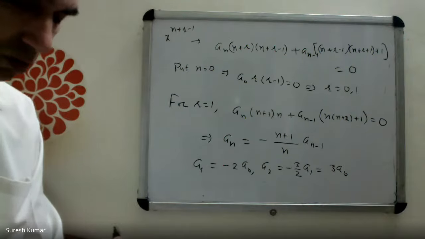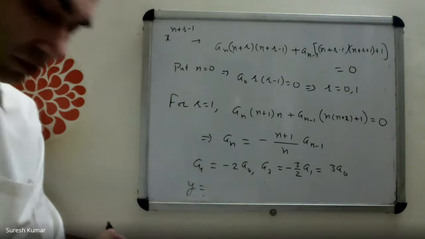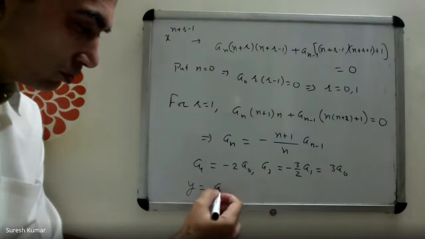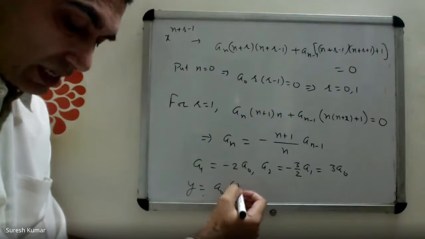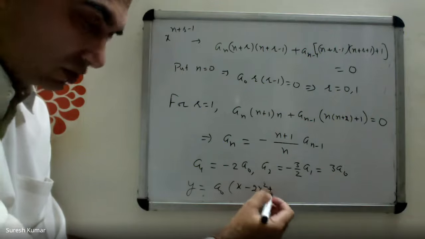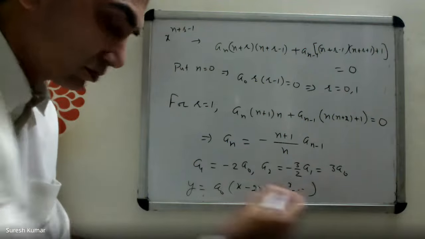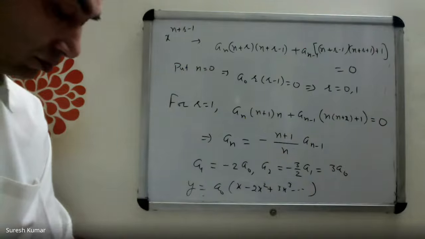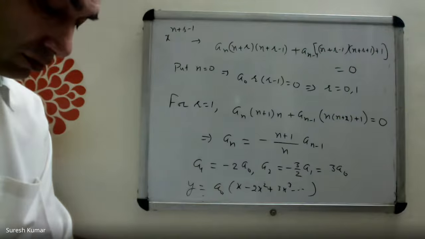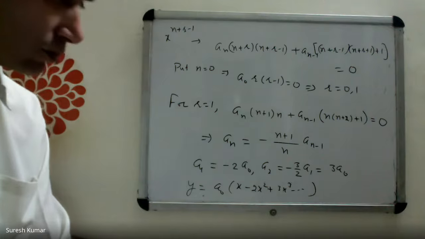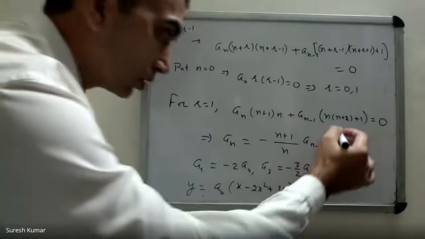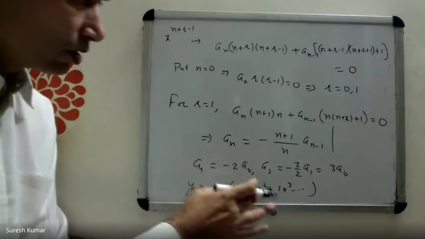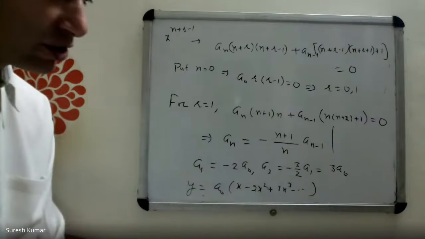So what is the solution corresponding to r equal to 1? Final solution. You substitute back all the coefficients there. So you should get a naught times x minus 2x square plus 3x cube and so on. Check it. It's correct? Yes, sir. Okay, good. So corresponding to the larger root, we are getting the Frobenius series solution as expected.